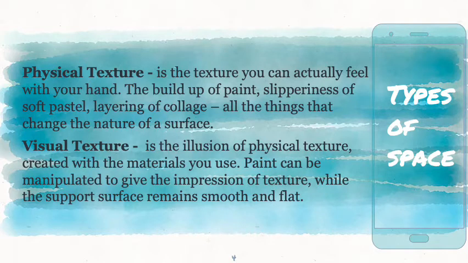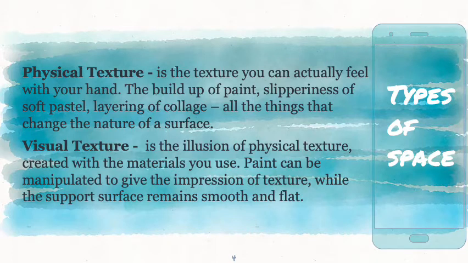We have here types of texture, the physical and the visual texture. The physical texture is the texture that you can actually feel with your hand. The moment you touch a particular art form, how rough or how smooth it is by the time that you touch it refers to the physical texture.